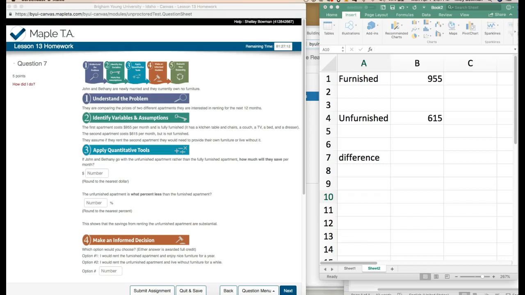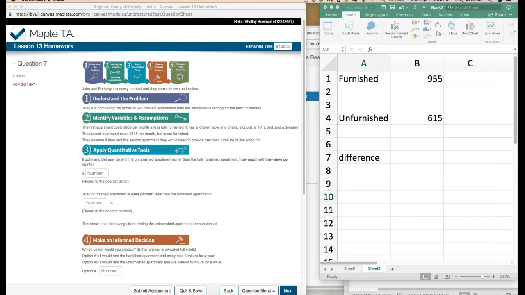Maple TA Lesson 13 homework question number 7. John and Bethany are newly married and they currently own no furniture. Step number 1, understand the problem. They are comparing the prices of two different apartments they are interested in renting for the next 12 months.